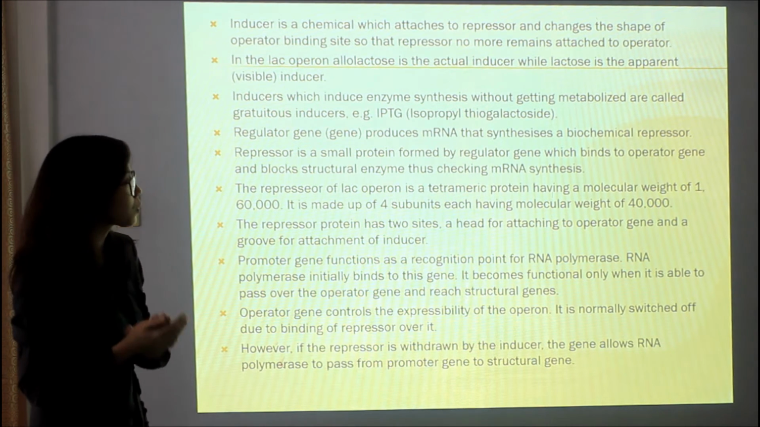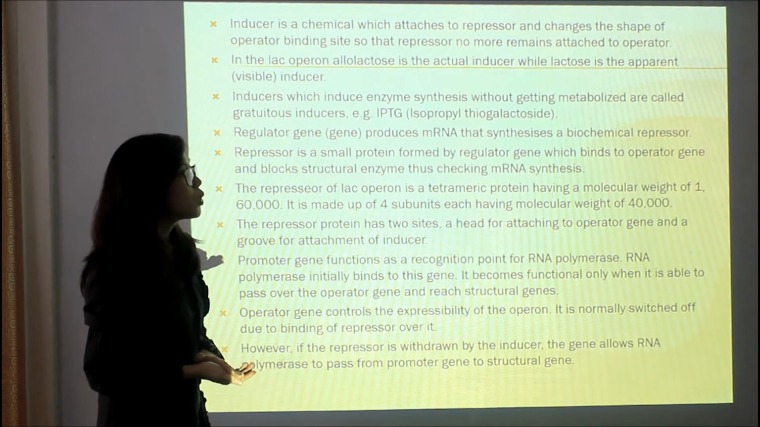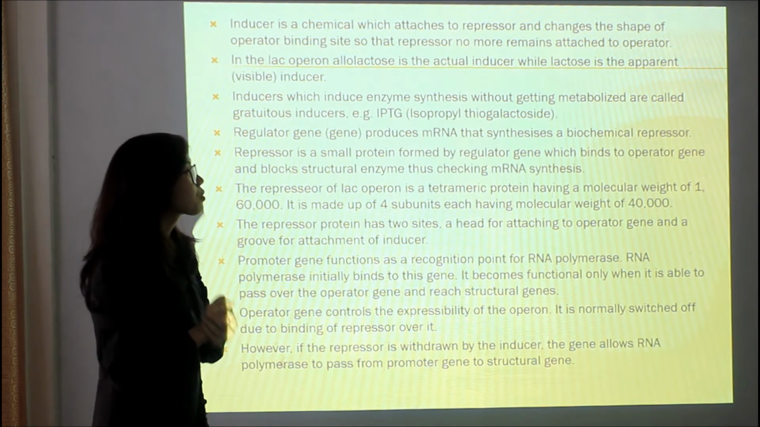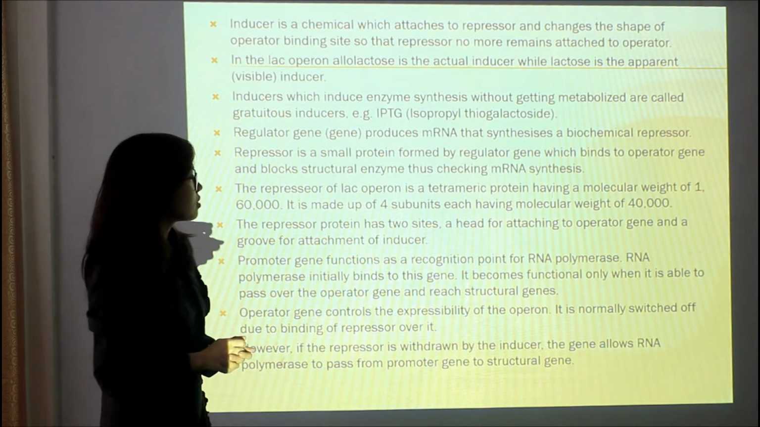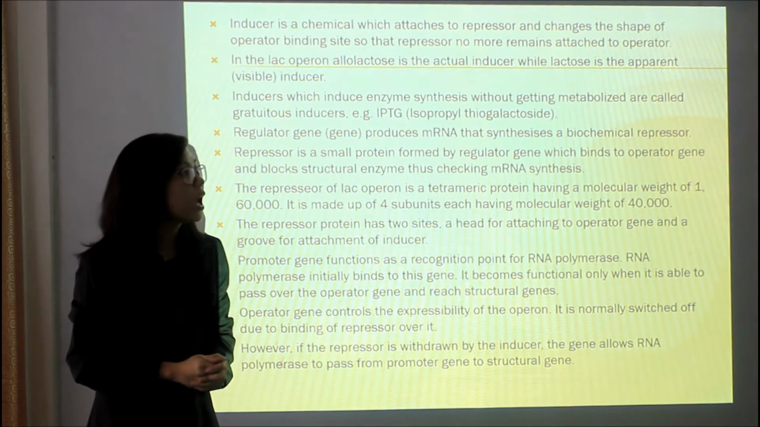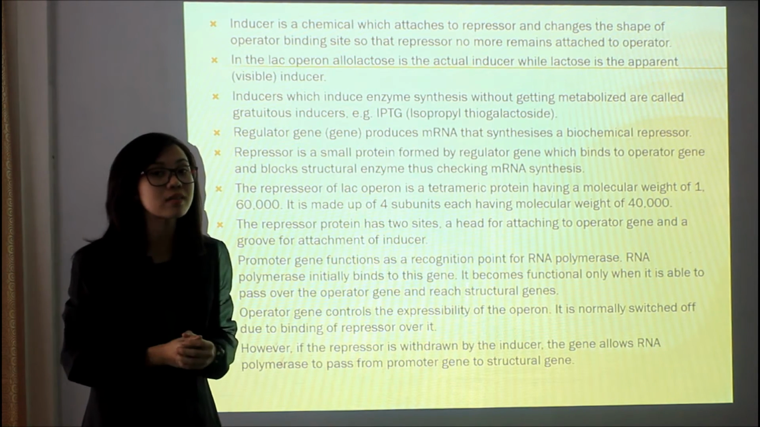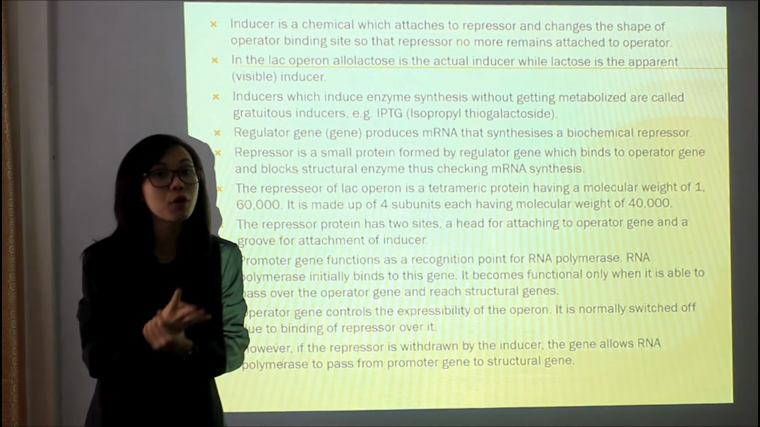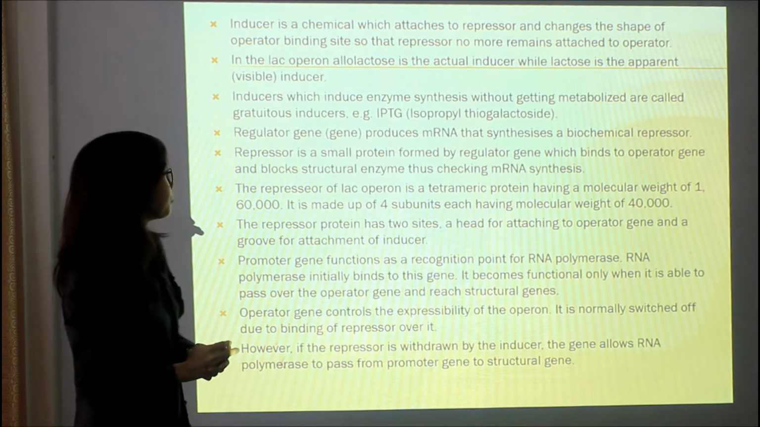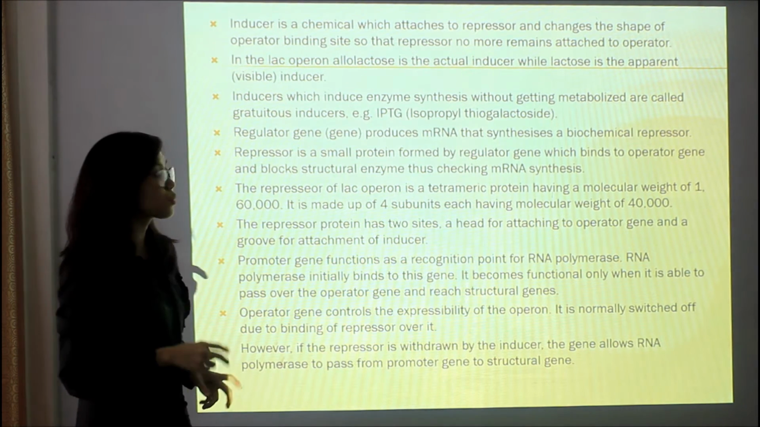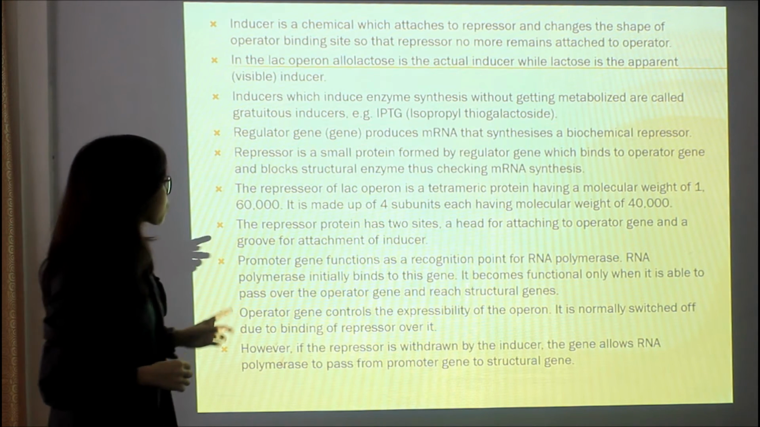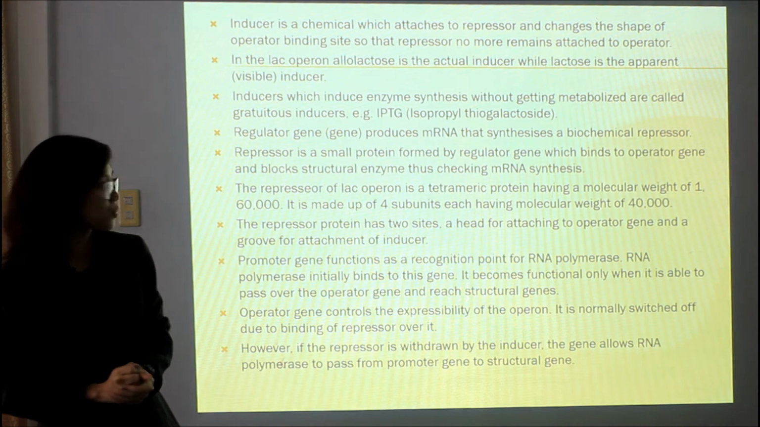The regulator gene is a gene that produces a messenger RNA that synthesizes a biochemical repressor. The repressor is a small protein formed by a regulator gene which binds to the operator gene and blocks structural enzymes, thus checking mRNA synthesis. The repressor of the lac operon is a tetrameric protein having a molecular weight of 160,000. It is made up of 4 subunits, each having a molecular weight of 40,000. The repressor protein has 2 sites, a head for attaching to the operator gene and a groove for attachment of the inducer.